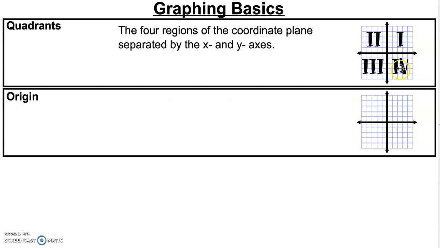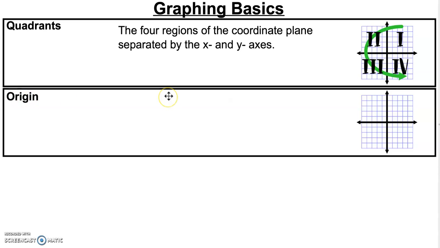A way to remember where to start when numbering the quadrants is we know that this is a coordinate plane. So we start here and we make a C. So start in 1, 2, 3, and 4. Make the C for coordinate plane, and that's a way to remember how to number the quadrants.